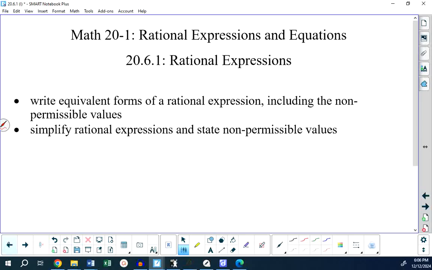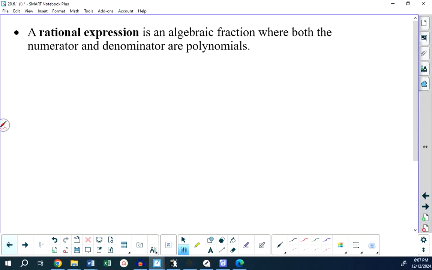So this is section 6.1, where essentially what we're going to do is learn what a rational expression is, write what we call equivalent forms of rational expressions, and then focus on simplifying them and stating what we call non-permissible values. Well, a rational expression is an algebraic fraction where the numerator and denominator are both polynomials.